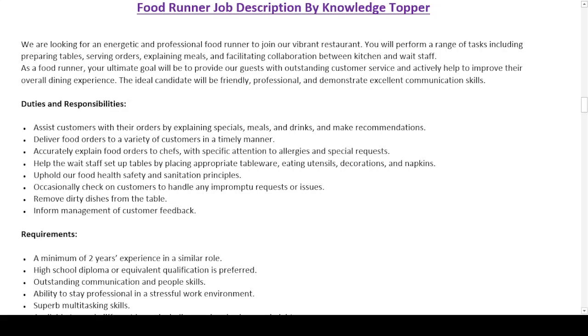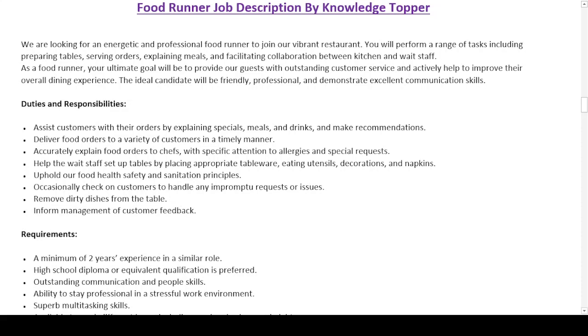If I read this job summary paragraph for you: we are looking for an energetic and professional food runner to join our vibrant restaurant. You will perform a range of tasks including preparing tables, serving orders, explaining meals, and facilitating collaboration between kitchen and wait staff. As a food runner, your ultimate goal will be to provide our guests with outstanding customer service and actively help to improve their overall dining experience. The ideal candidate will be friendly, professional, and demonstrate excellent communication skills. So this is our job summary paragraph.